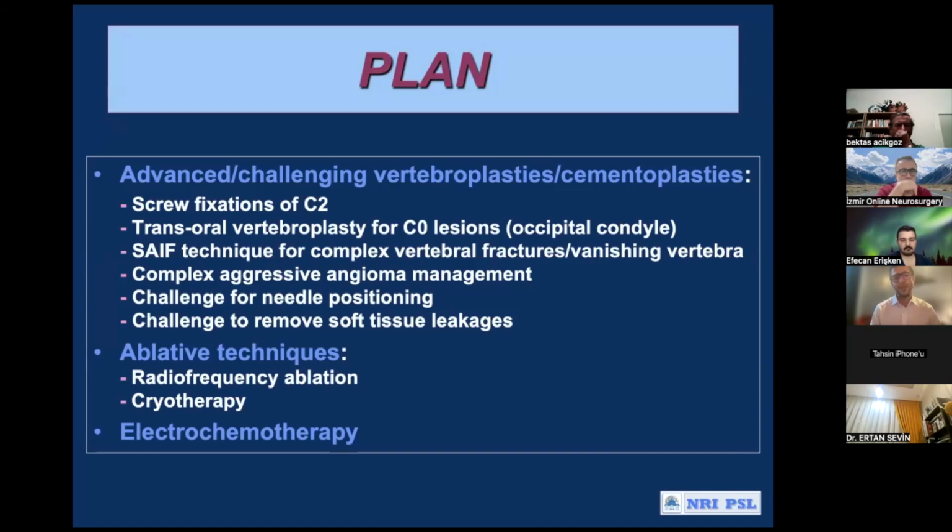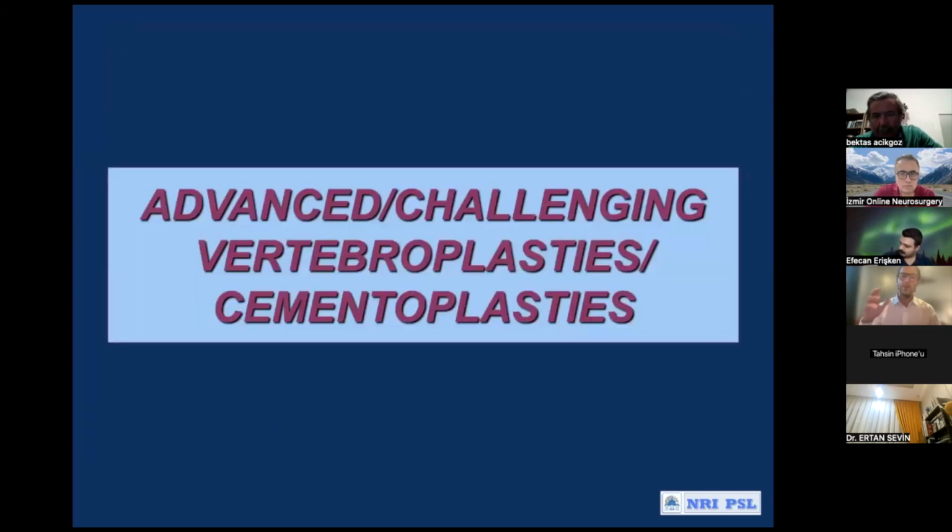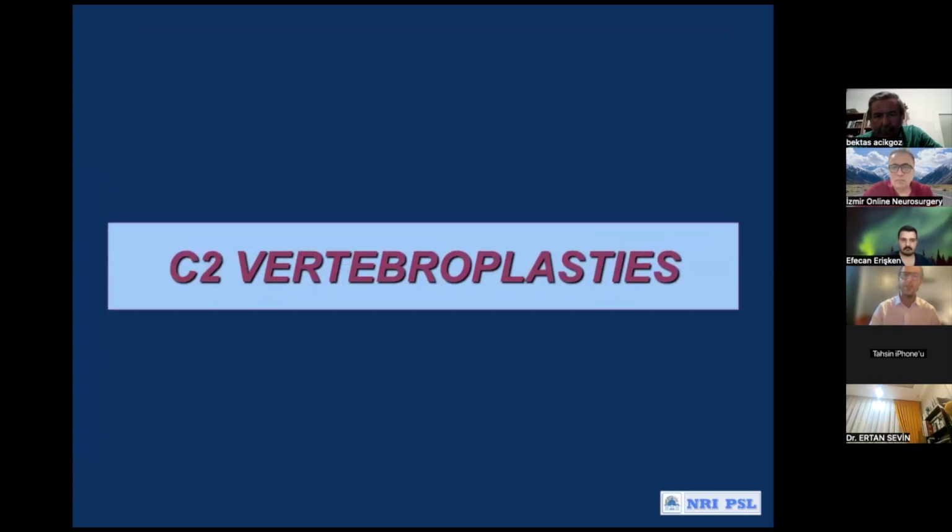Second, we will focus on ablative techniques, radiofrequency ablation mainly, and cryotherapy. And thirdly, we will speak about electrochemotherapy, which is a new technique to treat metastasis with an extension to the epidural compartment. So first, a focus on advanced and challenging vertebroplasty and cementoplasties.